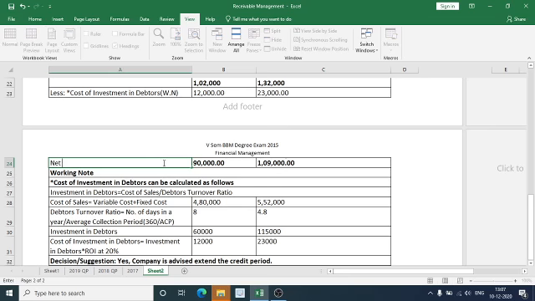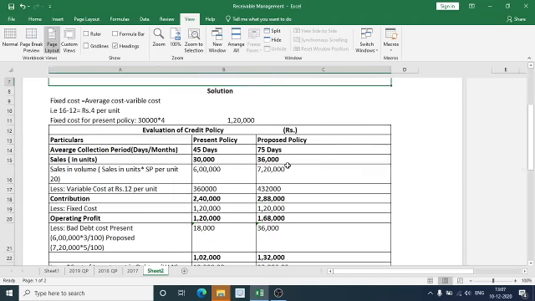So the net benefit, or if you get a loss, you have to mention it in brackets. It will be 90,000, that is 1,02,000 minus 12,000 equals 90,000. Here 1,32,000 minus 23,000 equals 1,09,000. So when you compare these two final figures, the net benefit figure, the net benefit increases in the proposed policy.